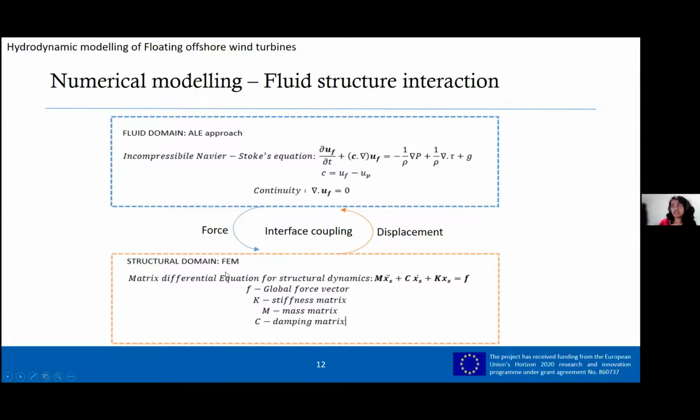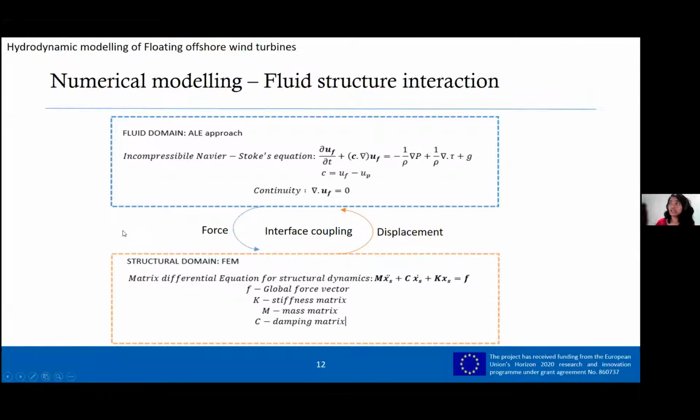And then for the structural domain, it's again a finite element method model, and the governing equation is given by mass into acceleration plus damping into velocity plus stiffness into displacement equals force, where F is a force vector and K is a stiffness matrix, M is a mass matrix, and C is a damping matrix. So here at the interface, there will be an exchange of information from fluid to structural domain. Mainly the fluid gives force as the input to the structural domain, and the structure gives the displacement as the input here.